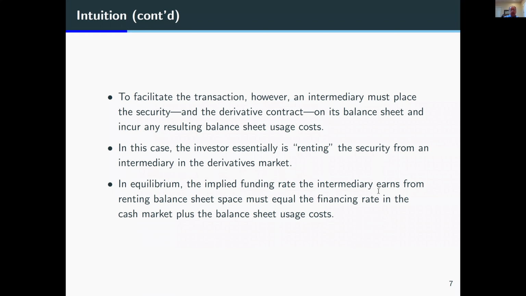In this case, the investor who's doing it synthetically is essentially renting the security from an intermediary in the derivatives market. And in equilibrium, the implied funding rate, the return the intermediary gets from this, has to equal the financing rate in the cash market plus any other balance sheet usage costs that the intermediary has to incur. It's the difference between buying a house and renting a house. If you rent the house or apartment, you don't directly pay the property taxes, but it's got to be added into the rental cost.